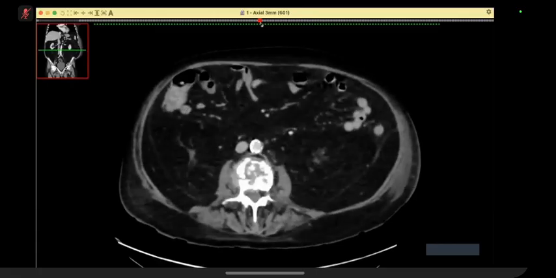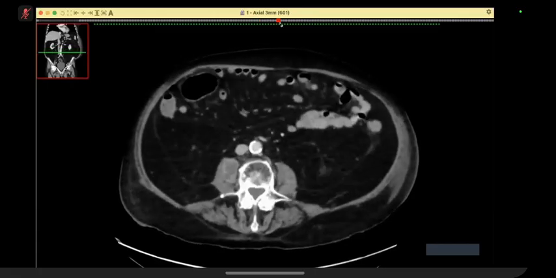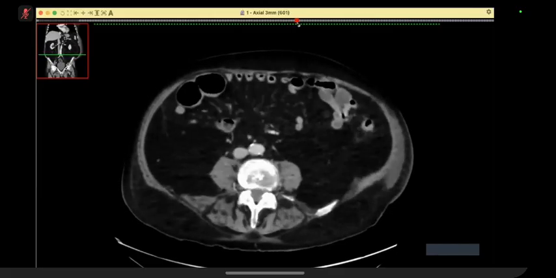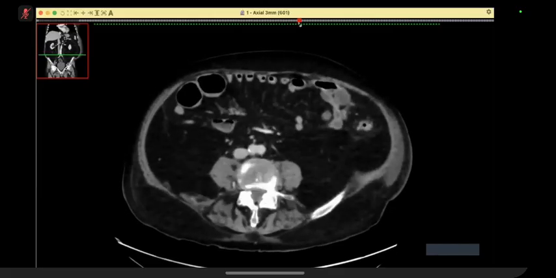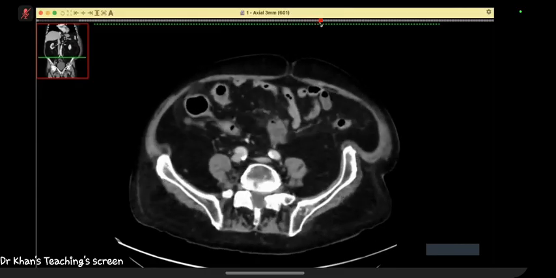Looking at the mesenteric fat. There is an appendix visualized in the right iliac fossa, which appears normal.